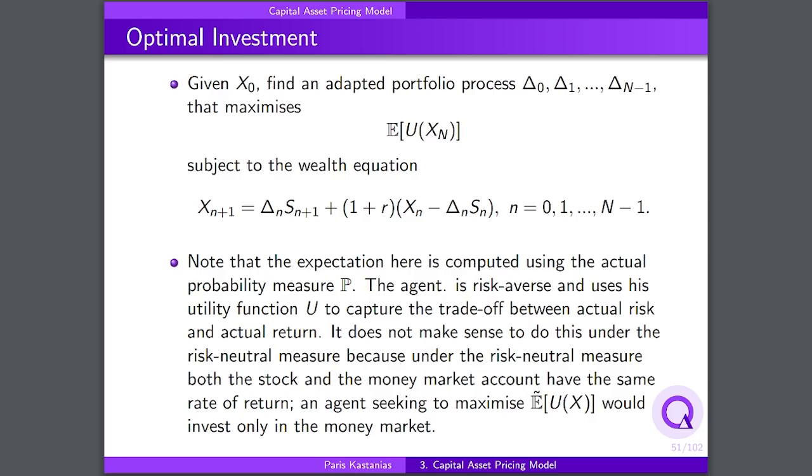So note that the expectation here is computed using the actual probability measure P. The agent is risk averse and uses his utility function U to capture the trade-off between actual risk and actual return. It does not make sense to do this under a risk-neutral measure, because under the risk-neutral measure, both stock and the money market account have the same rate of return. An agent seeking to maximize the expected value would invest only in the money market.